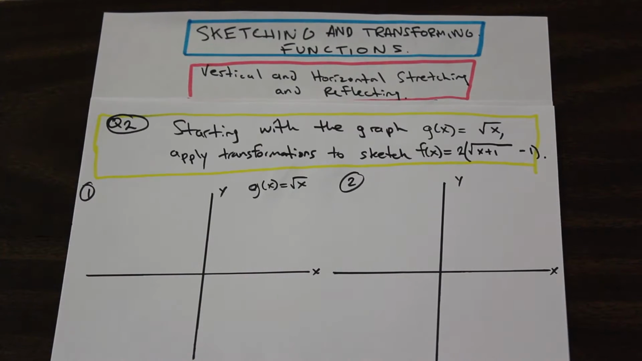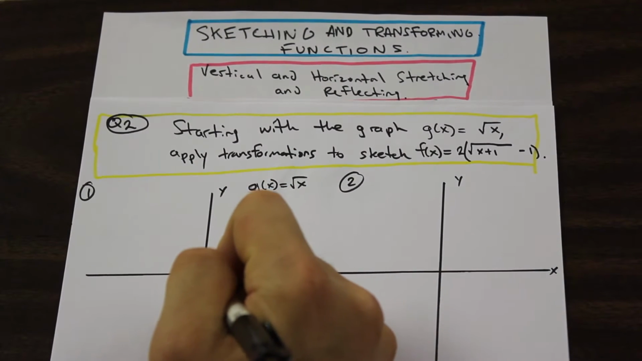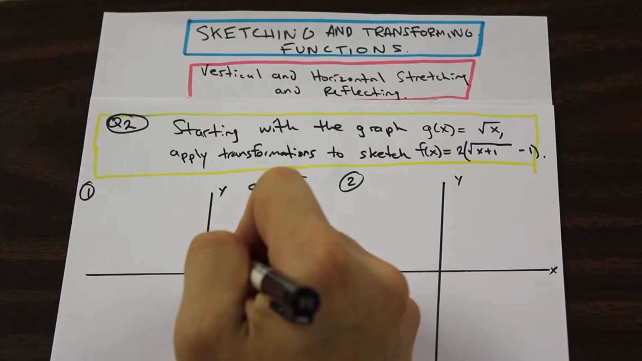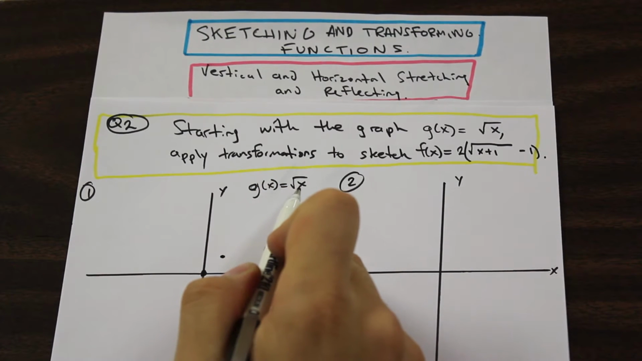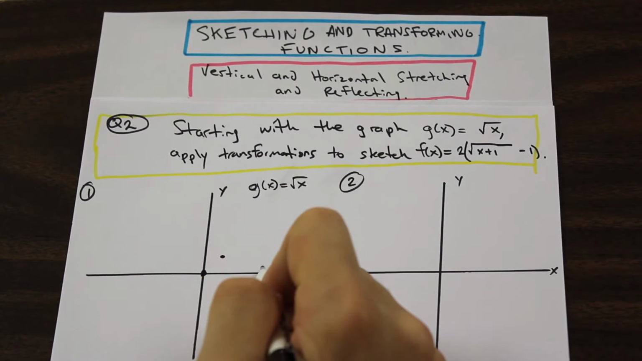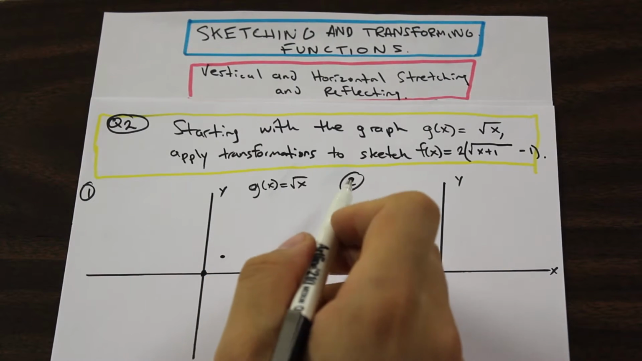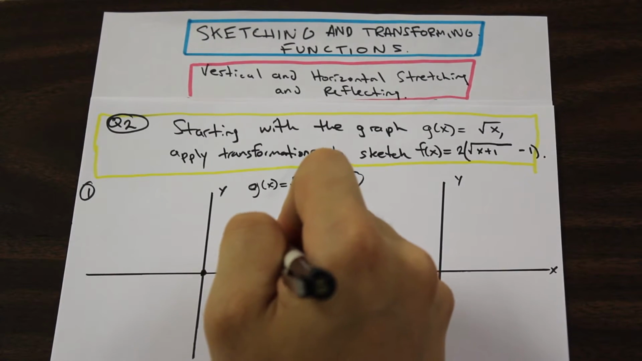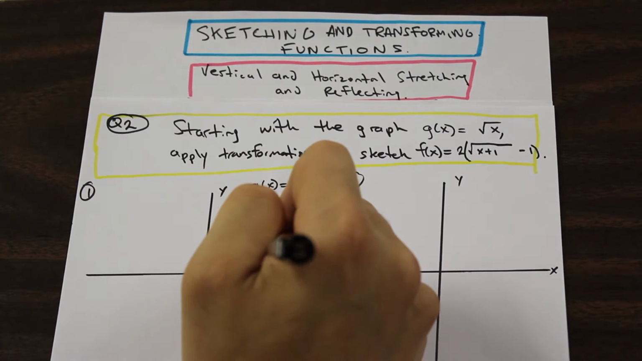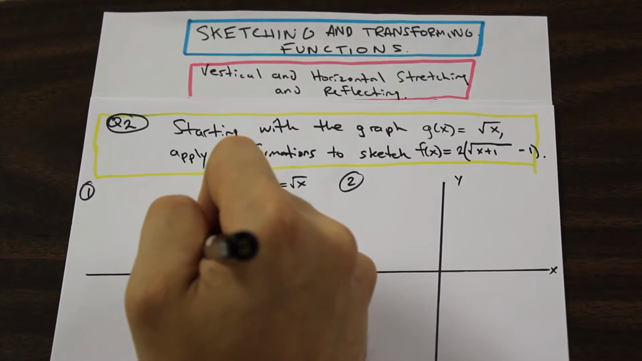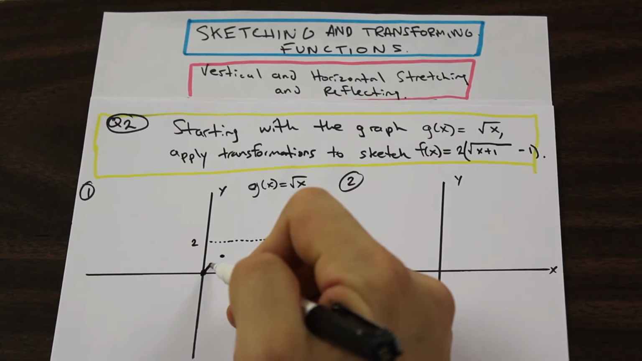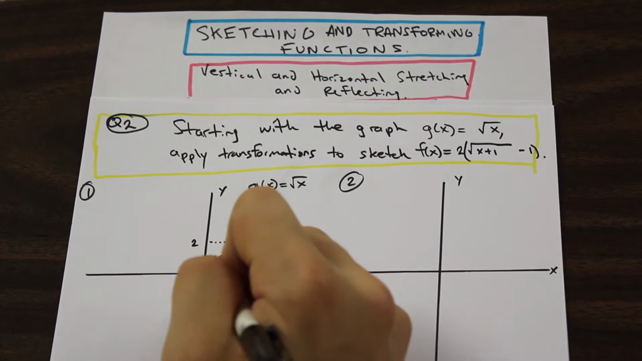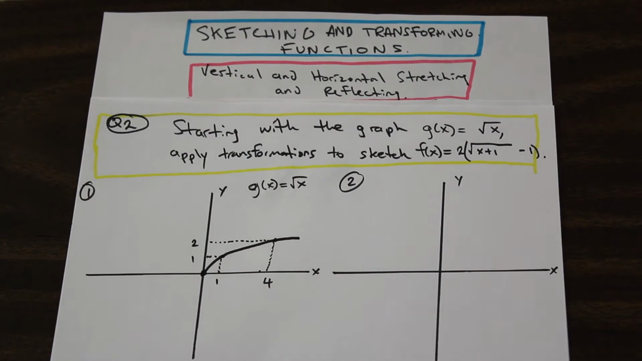When x is 0, g of x is 0, so we'll start there. When x is 1, g of x is 1, so we know that. And when x is 4, g of x is 2, since the square root of 4 is 2. So knowing that, this is going to be 4, this is 2, and we can go ahead and draw our root x graph. It's going to look like that, and this is going to be 1 and 1.